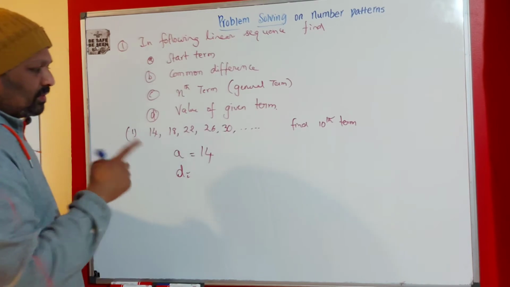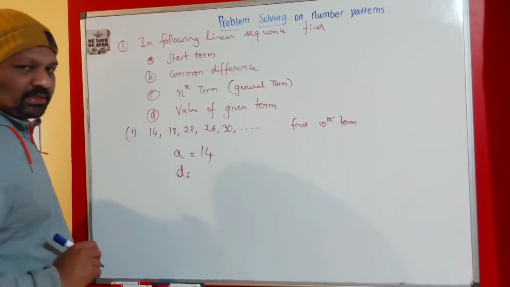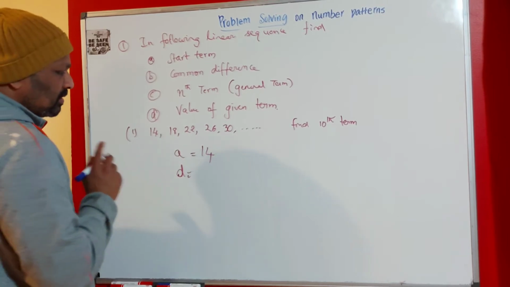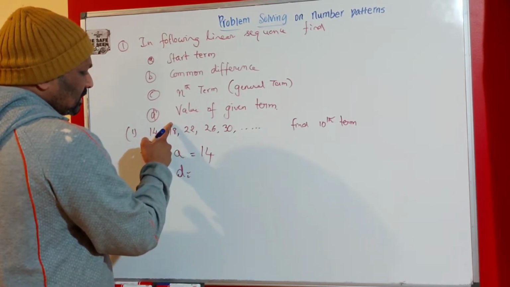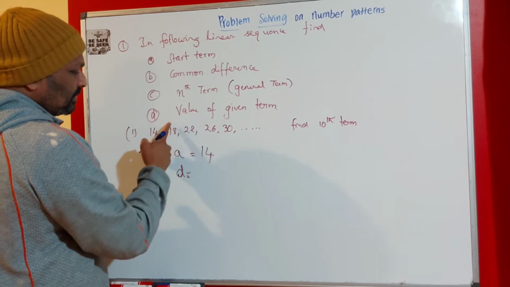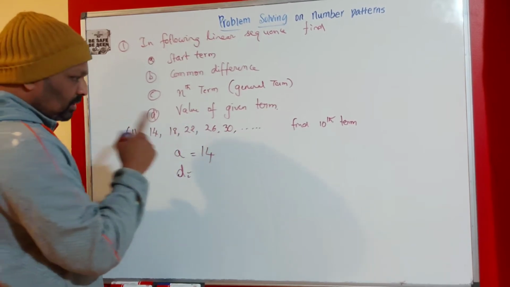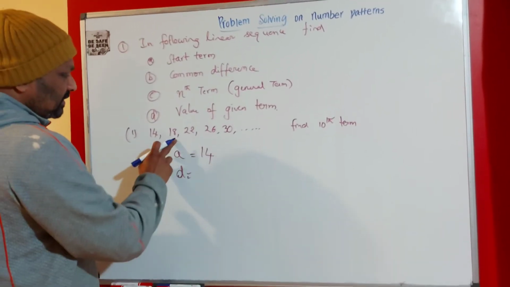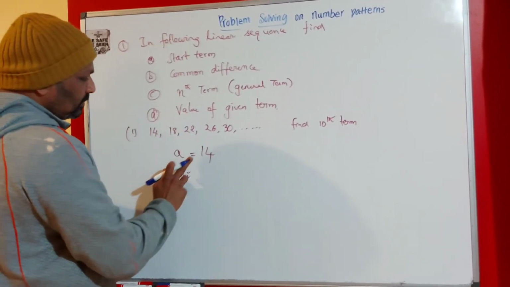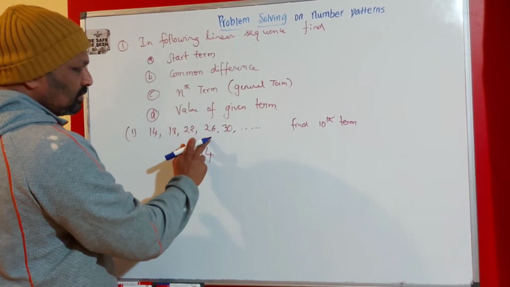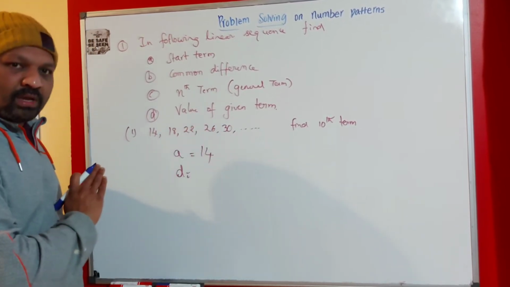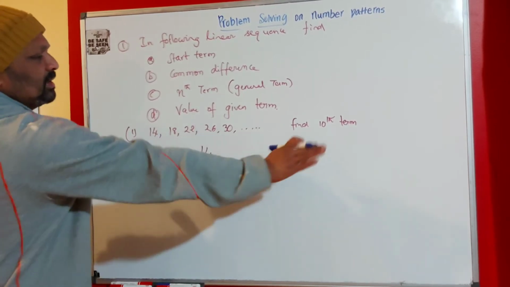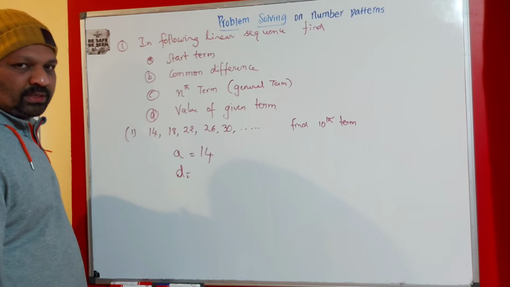Before you solve this one, you have to check whether this is an arithmetic series or not. An arithmetic series follows this rule: the common difference is the same. The difference between these two is 4. Difference between these two is 4. The difference between these two is 4. So it is having a common difference throughout the series. So okay, this is an arithmetic progression.